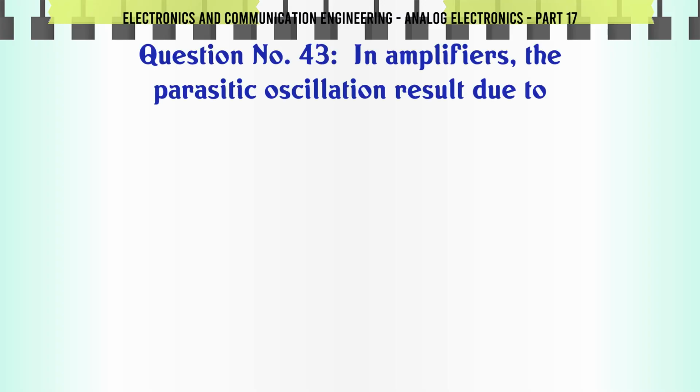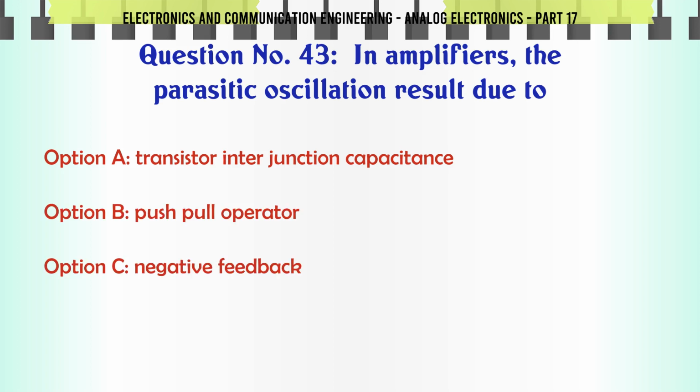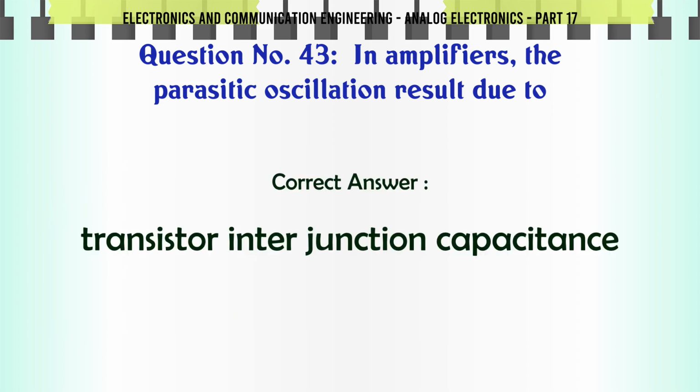In amplifiers, the parasitic oscillation results due to: A. transistor interjunction capacitance, B. push-pull operation, C. negative feedback, D. poor interstage coupling. The correct answer is transistor interjunction capacitance.